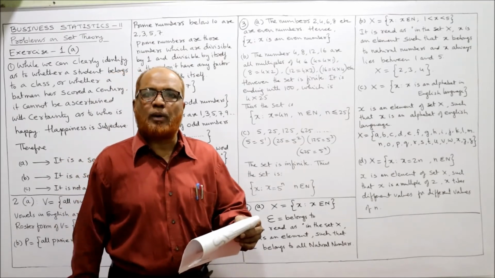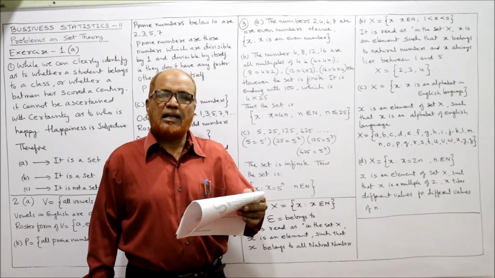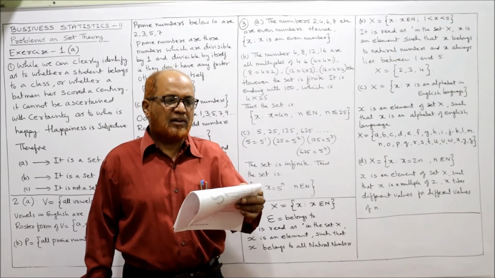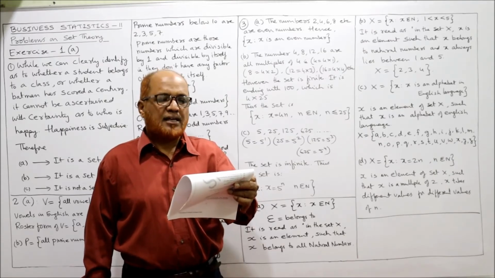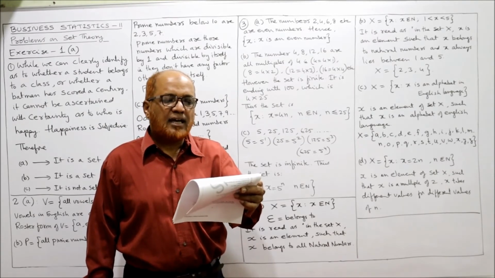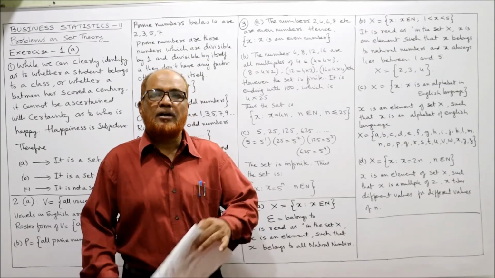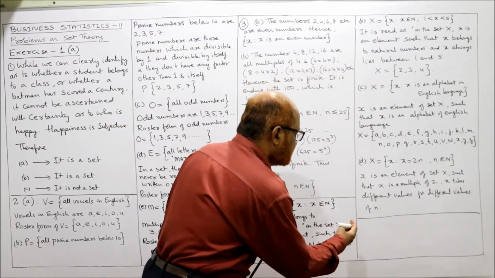Now see the fourth problem. List the elements of the following sets. First one: X is a set where small x is the element such that x belongs to natural numbers. This sign is given here. This sign represents belongs to.